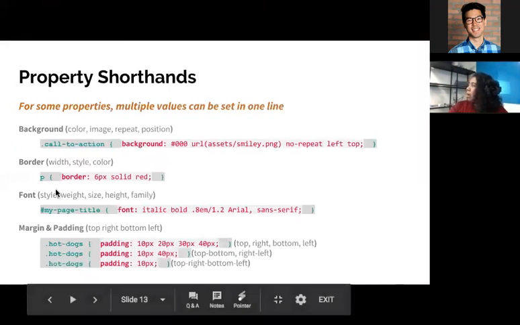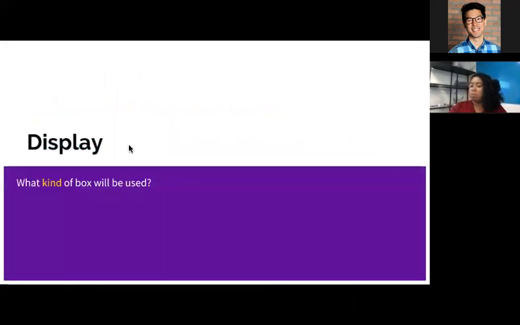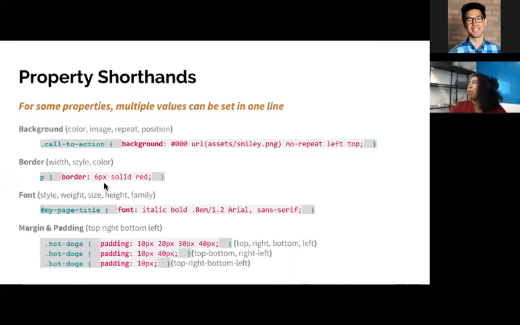Okay, same thing going on with border and font. There's a set of border width, border style, border color that I can just write in one line. So you'll see this almost the most often, border. Border is a 6 pixel solid red. That makes sense as one sentence, right?